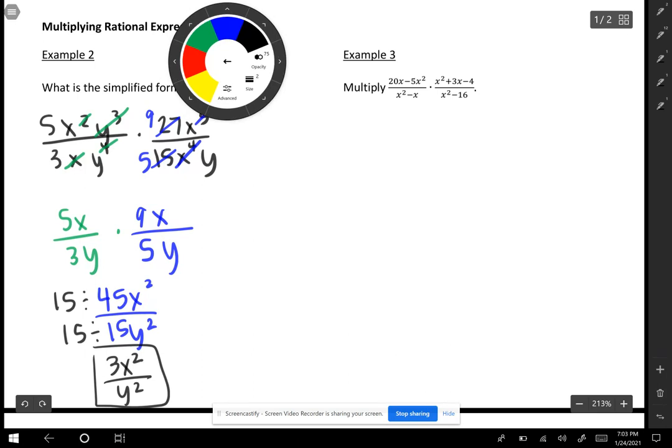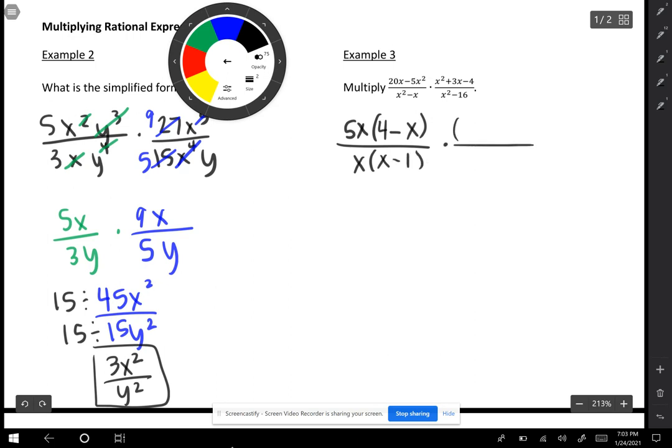In example 3, we're going to multiply 20x minus 5x squared over x squared minus x times x squared plus 3x minus 4 over x squared minus 16. What I'm going to do first here is factor all of the numerators and denominators. On the top of the first fraction, 20x minus 5x squared, they're both divisible by 5x. So when I factor out a 5x, I get 4 minus x. On the bottom, I can take out an x to get x minus 1.